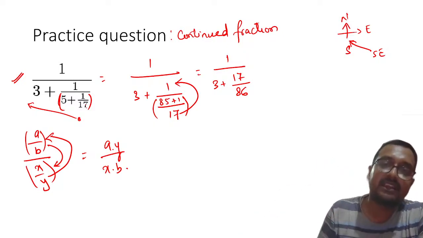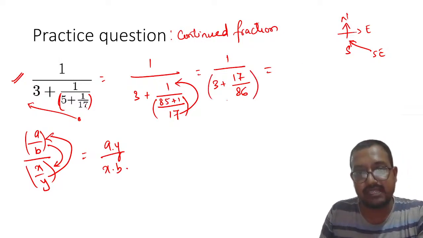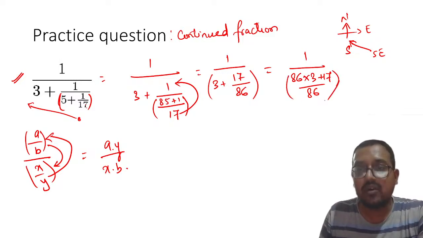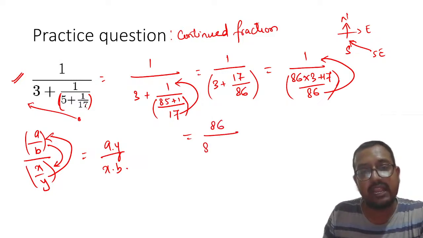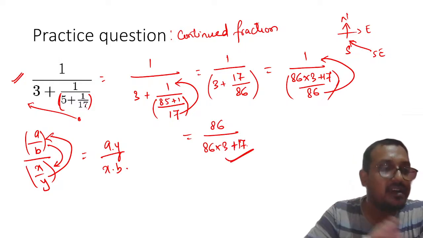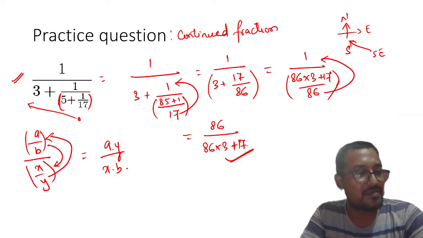If yes, we will divide it. Otherwise, what we can do? We can simply add it up. So it will be like 86 is there, 1 upon 86, 86 into 3 plus 17, right? And here also you can see that 86 will go on top. So the final answer will be 86 upon 86 into 3 plus 17. Understood? So now it is your task to solve it finally and get the answer. Please try to solve it. I am just telling you the method. Clear?